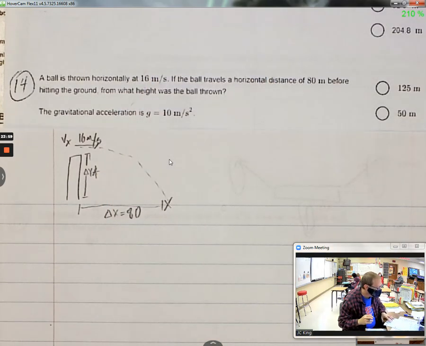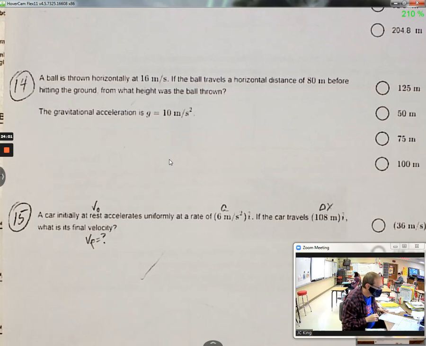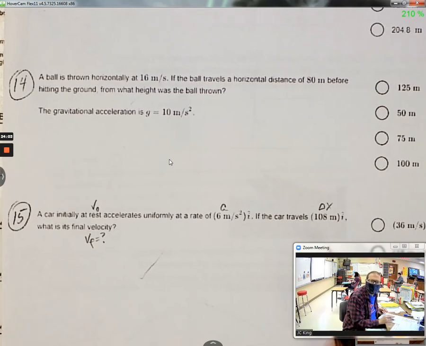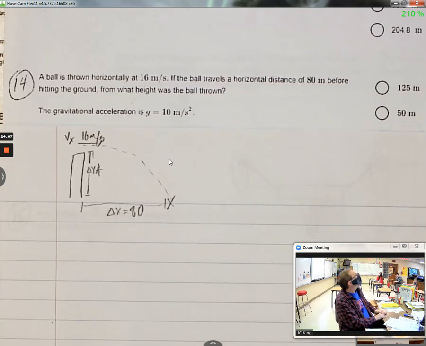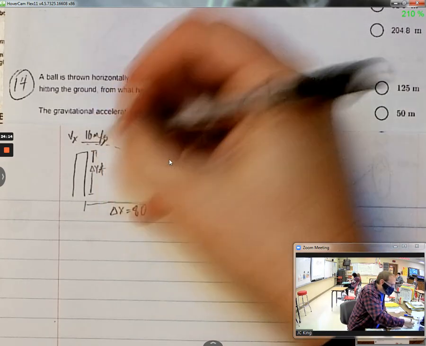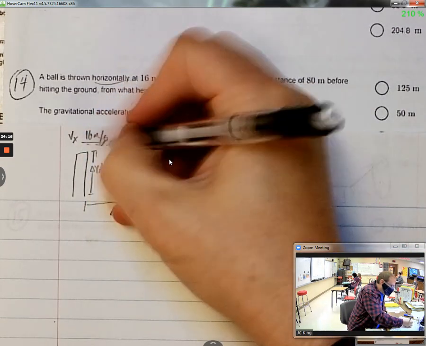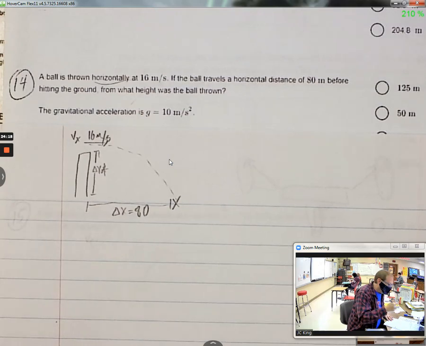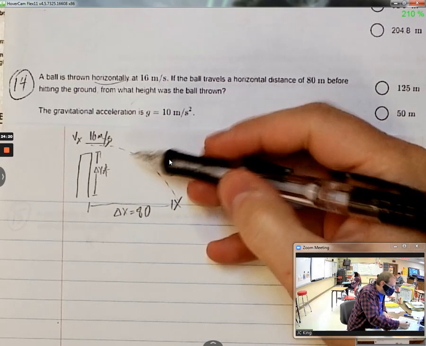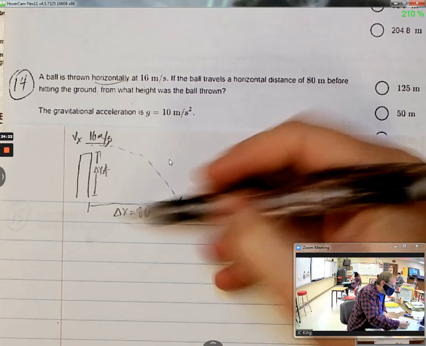Okay, now say what again? I'm sorry, 80 is delta x, yes. Okay, question. Is it a 90-degree angle right there? From where it's thrown? Yeah, if it's thrown horizontally. Okay, so couldn't we use this to find delta y?